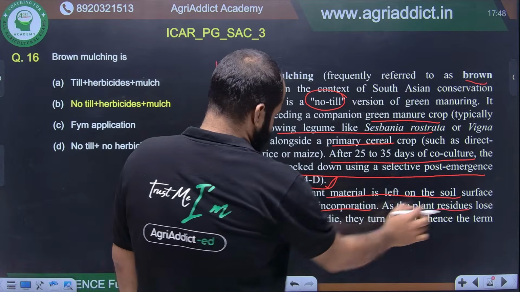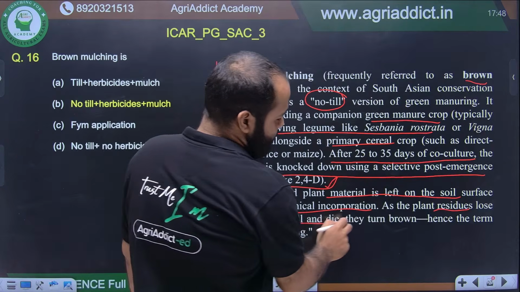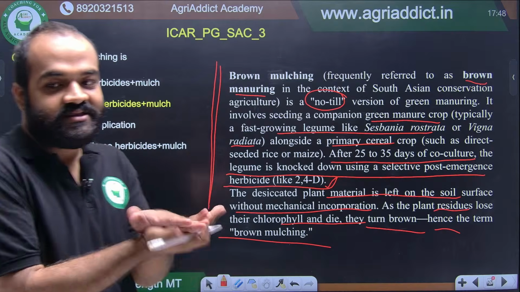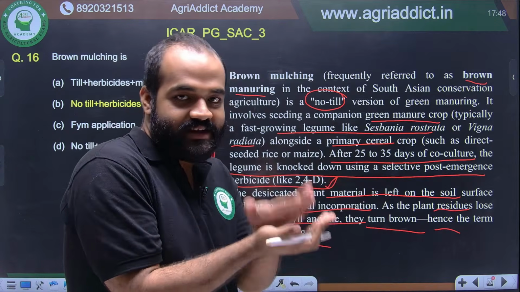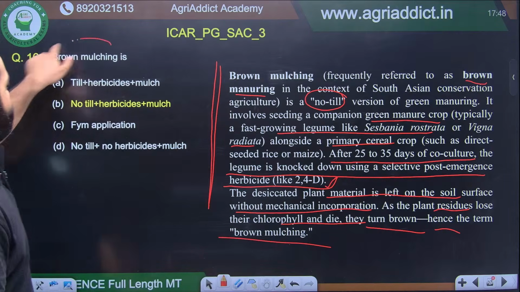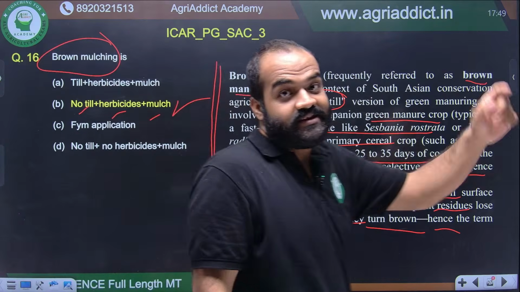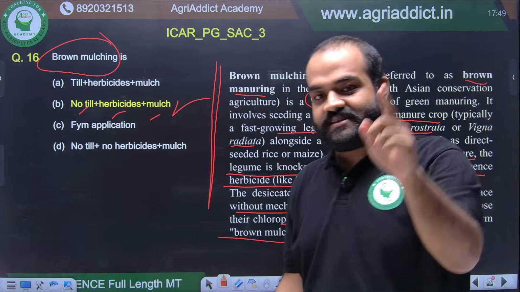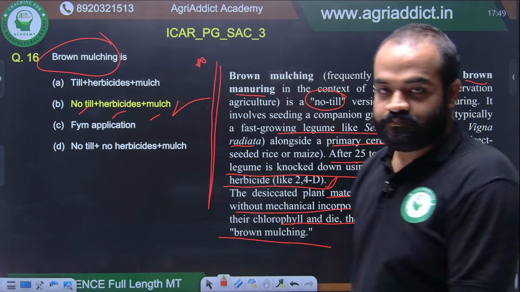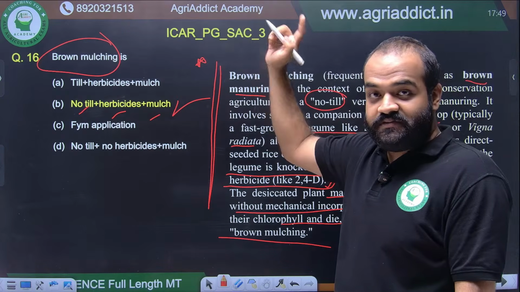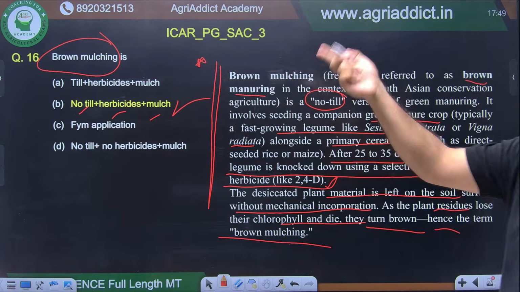As the plant residues lose their chlorophyll and die, they turn brown. Hence the term brown mulching. So it acts like a mulch. Since we are not incorporating it with the soil, it acts like a mulch. That is why it is called brown mulching. And it is no-till plus herbicide plus mulch. All right. This is a very exam-worthy question. आने का बहुत ज्यादा chances है. So be very thorough with all these. What is brown mulching? What is brown manuring? What is green manuring? है ना?